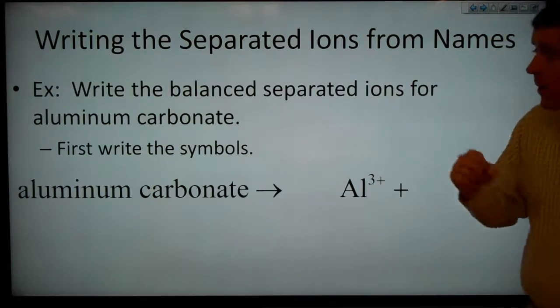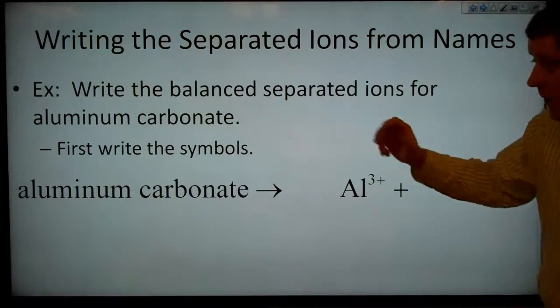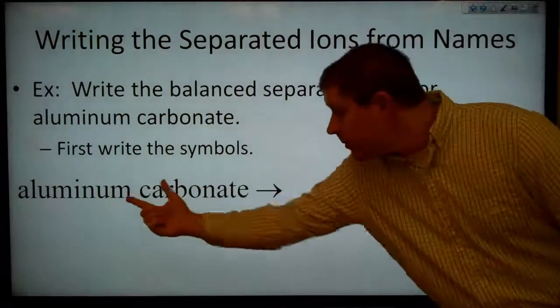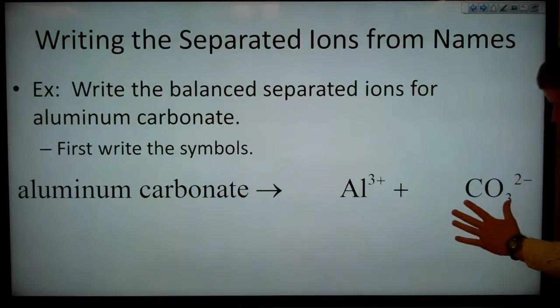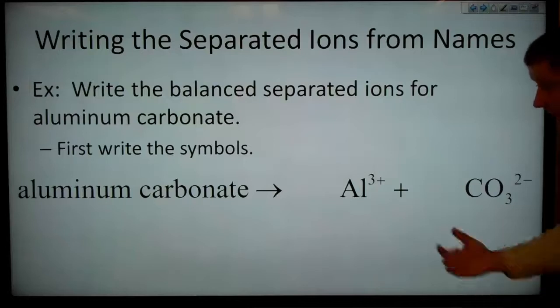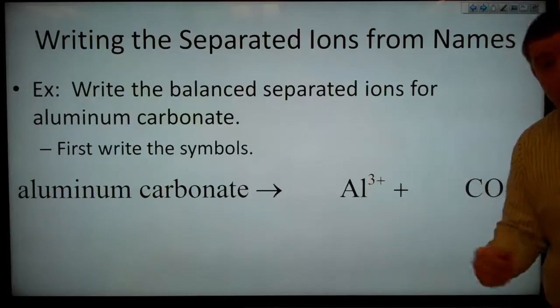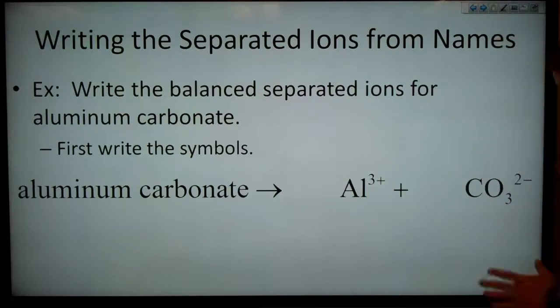For example, write the balanced separated ions for aluminum carbonate. So first write the symbols. So we have aluminum carbonate. Aluminum becomes Al, and carbonate is CO3 2 minus. We have to add in the charges. Aluminum, we know, has only one possible charge, so 3 plus. Carbonate has a charge of 2 minus.